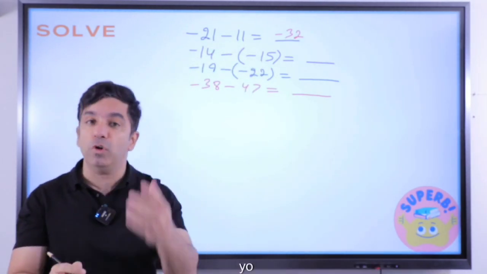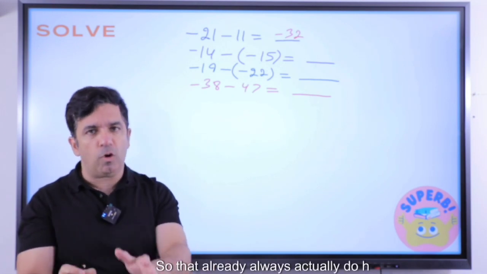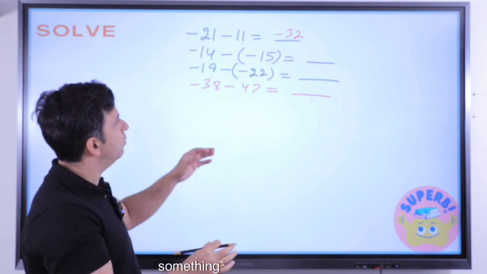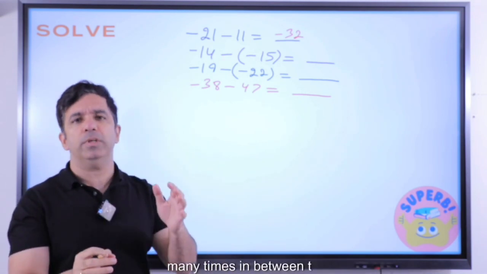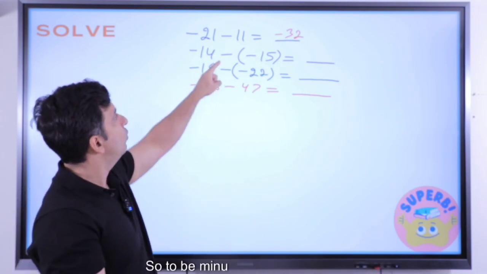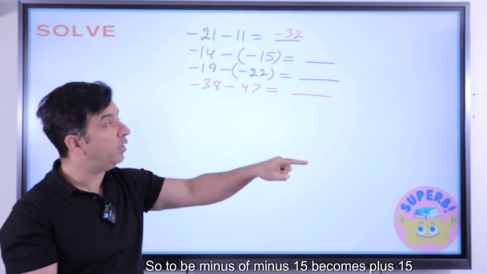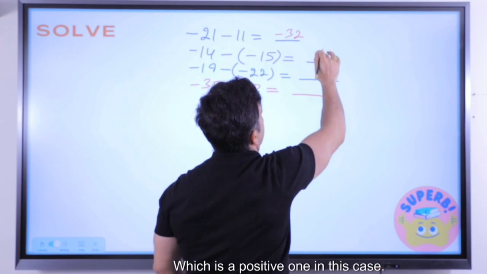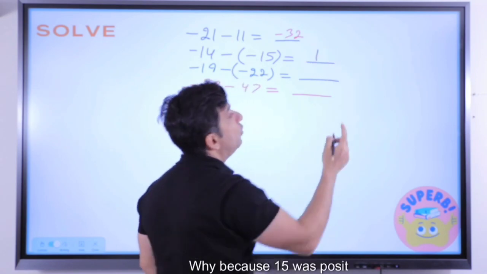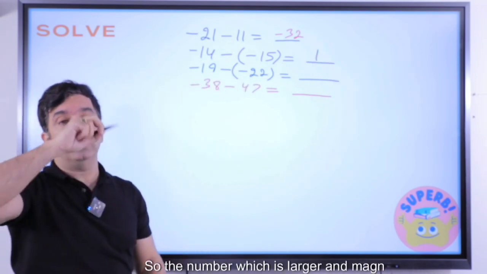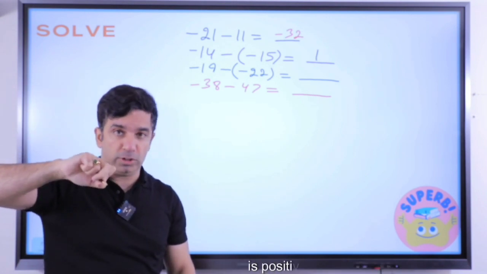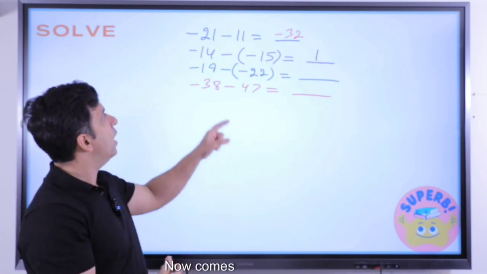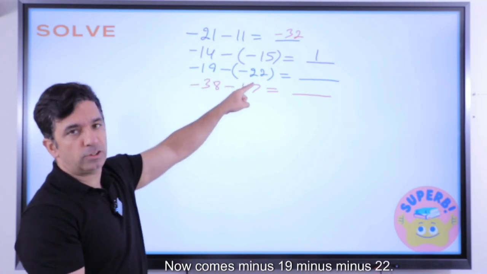We are doing this just for your practice, so that we always handle this question right, because this is something which we are going to face so many times in between the questions. So minus of minus 15 becomes plus 15. 15 minus 14 is simply 1, which is a positive 1 in this case. Why? Because 15 was positive. So the number which is larger in magnitude is positive. So 15 minus 14 is simply 1.